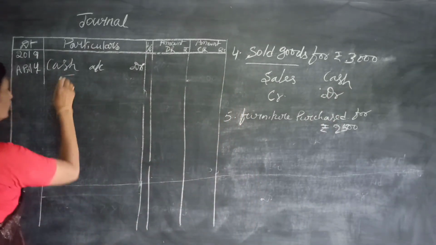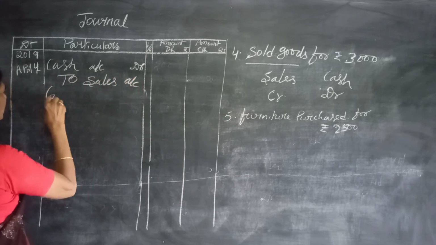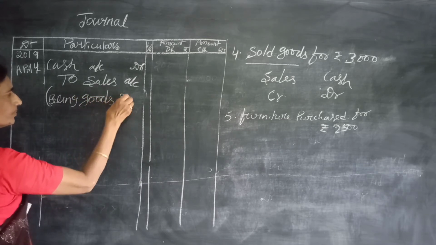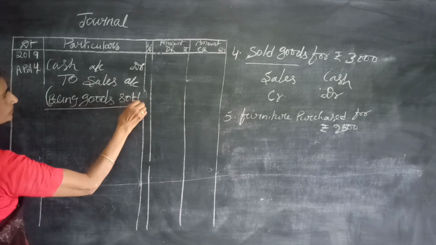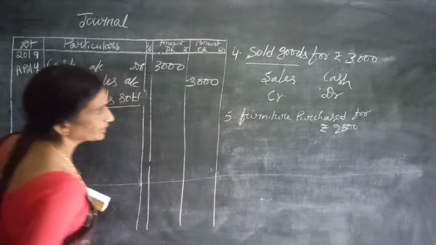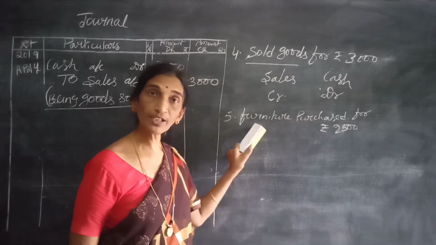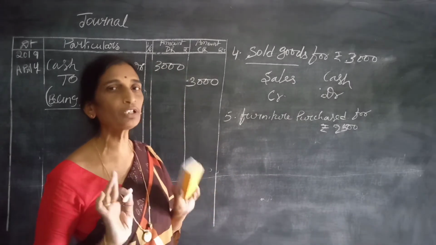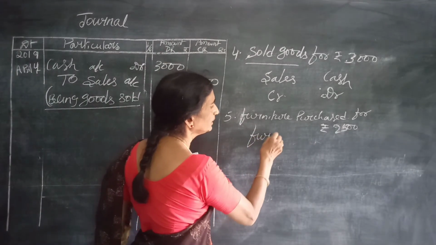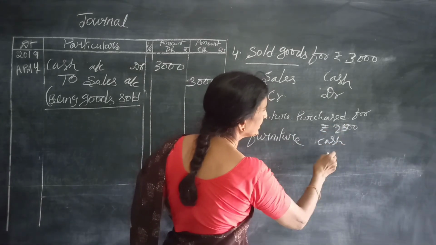Cash account debit to sales account, being goods sold, $3,000. Next is furniture purchased. Here furniture purchased, we cannot put it in the purchases account. Furniture is the asset. When goods are being purchased, then only it is to be treated as purchases. Here furniture purchased, asset account is being increased and cash is going out, means a decrease of cash.